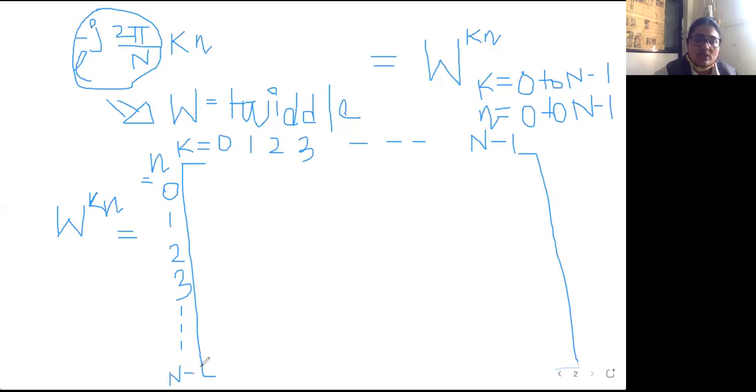So n is representing the number of samples that are present in the signal. Capital N is denoting the number of samples present in the signal. Okay, so here we have two variables. What are those two variables?